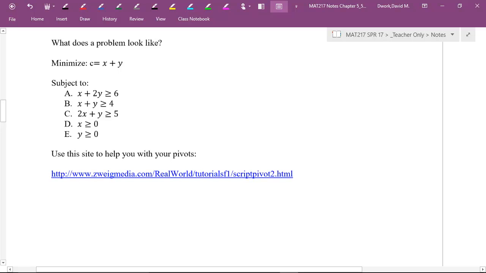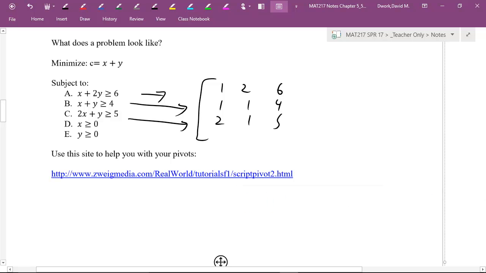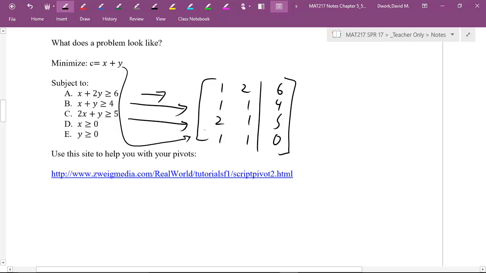What does the setup look like? When I said you write your system of equations as a matrix, what I literally mean is you just write them in. You go 1, 2, 6, 1, 1, 4, 2, 1, 5. Notice I'm not doing anything, I'm just literally copying down. It's almost like an augmented matrix where you're going to do reduced echelon form. Now for the objective, it still goes at the bottom, and we're going to fill it in. And here's the last little trick: the constant is always 0.